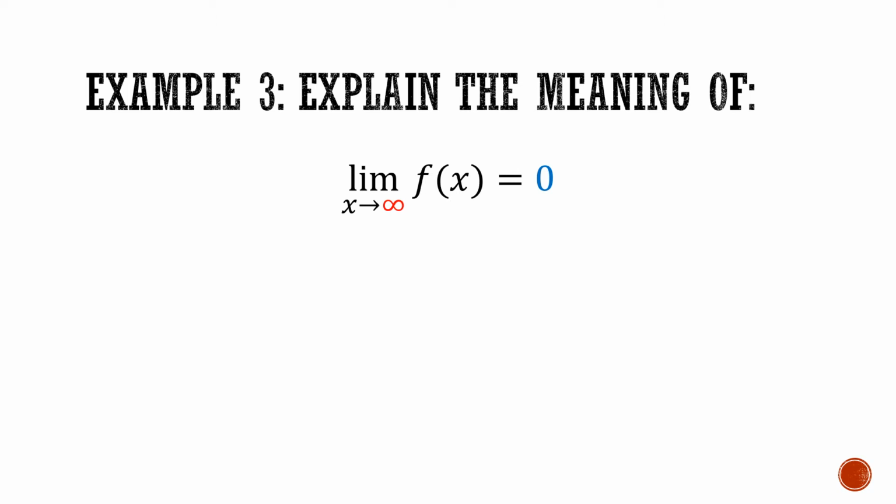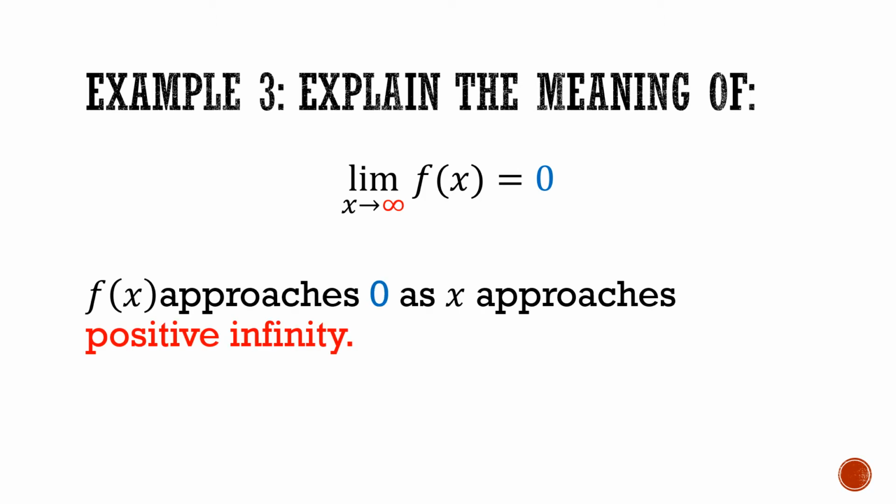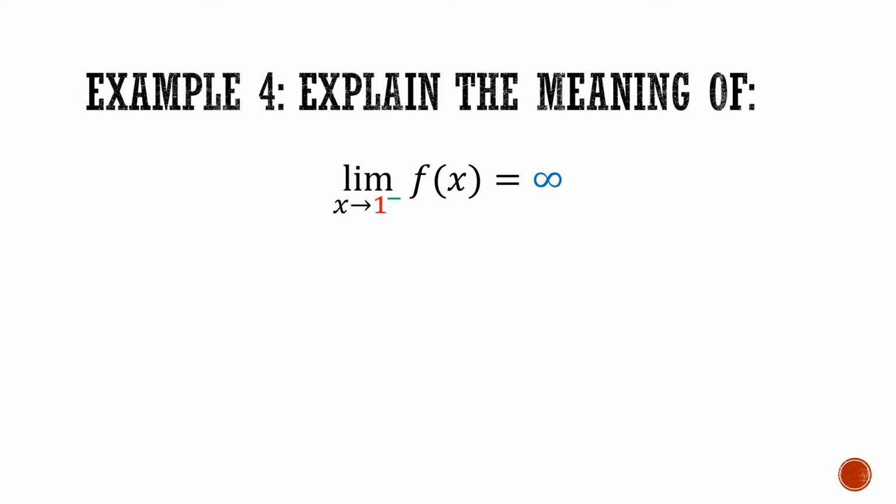All right, this one says the limit as x approaches infinity, f of x equals 0. Interpreting that, I would say f of x approaches 0 as x approaches positive infinity. And I know it's positive infinity because there's no sign in front of the infinity. It's just infinity, there's no negative, so I know it's positive infinity.